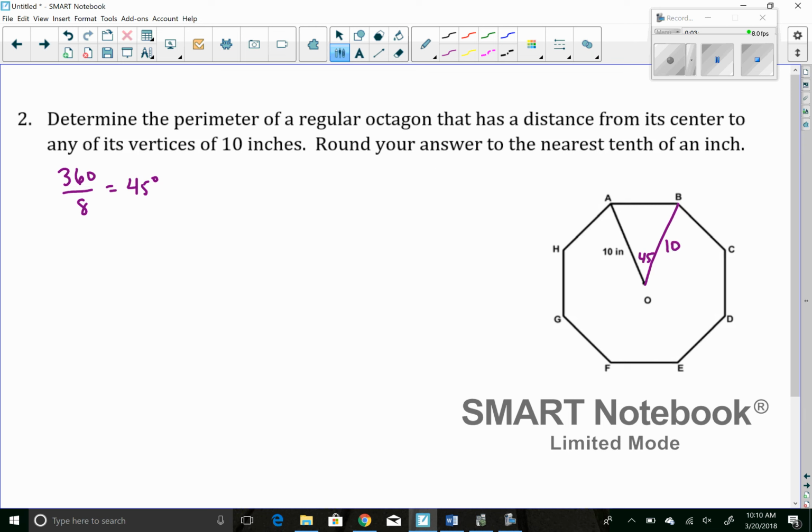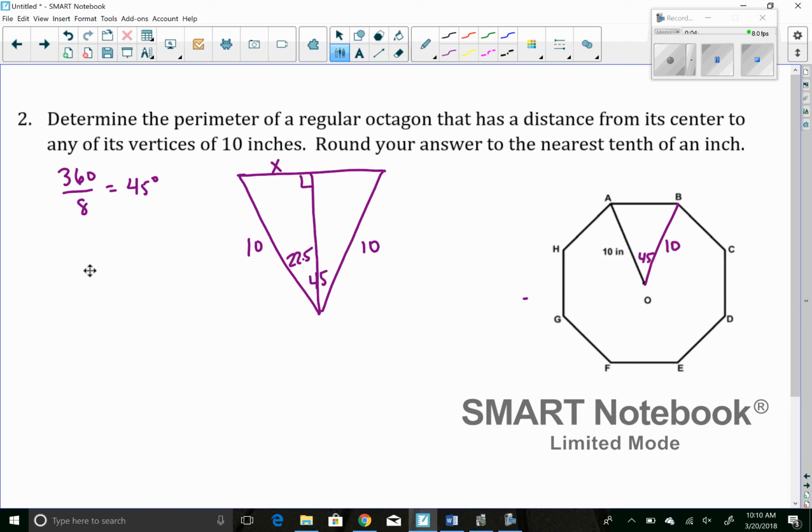Now if I just look at that one triangle, let's draw a bigger version of it here. I have one isosceles triangle. This is 45, this is 10, and this is 10. I can't figure out AB, but I can cut this triangle in half since it's isosceles, and I can figure out what half of AB is, because this is going to become a right triangle. Since it's isosceles, the angle is going to get cut in half, so it's going to become 22.5.